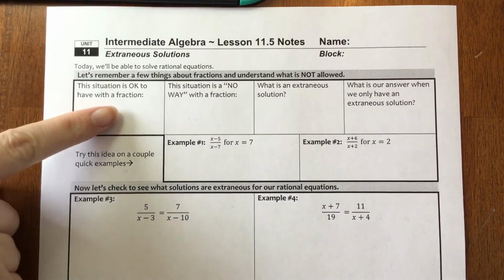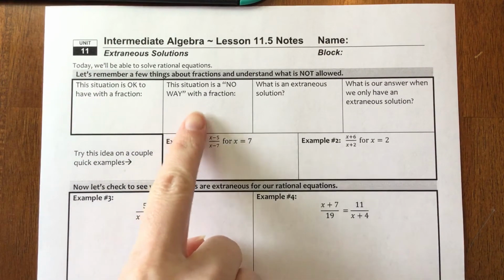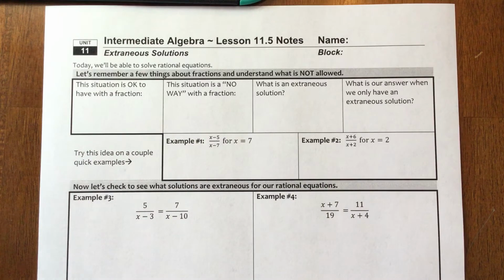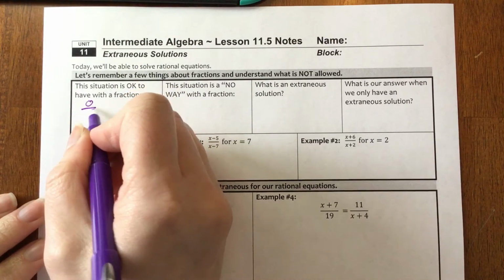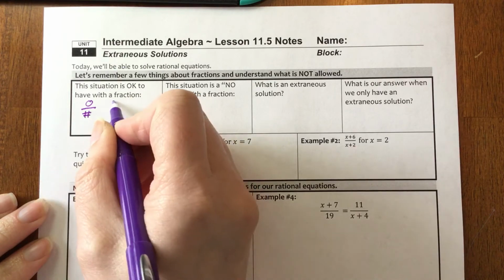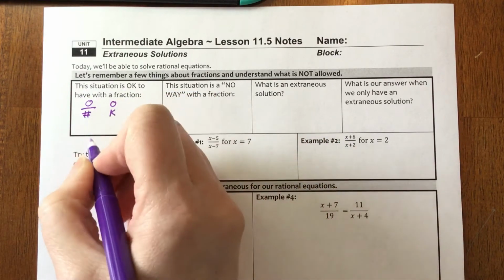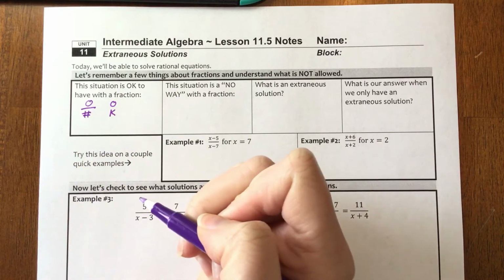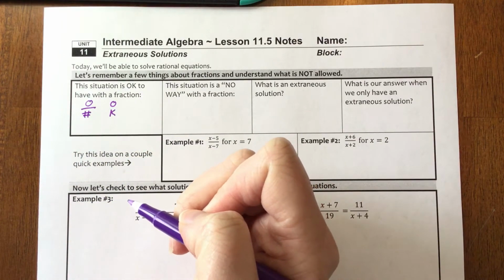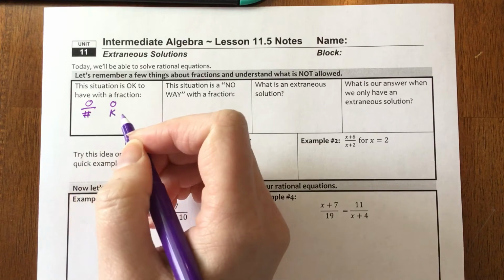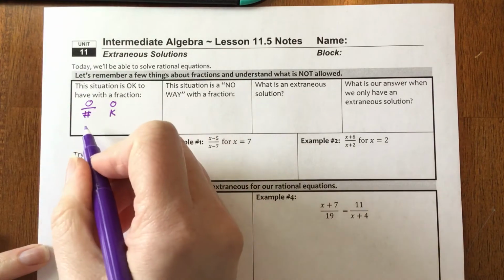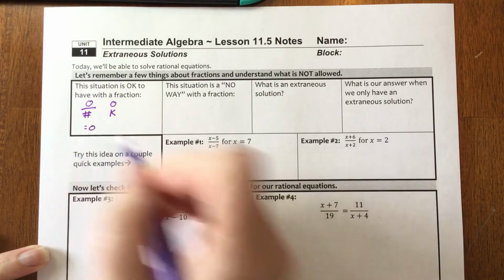So when are fractions okay and when are fractions not okay, or when it's a no way problem? Okay, so it is okay for a fraction to be 0 over a number. That is okay. 0 over a number means 0 divided by something. If you have 0 of something and you try and divide it up between all of your friends, you get 0, and that's fine.